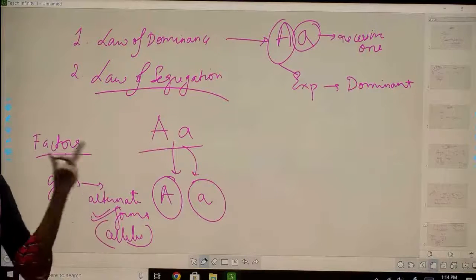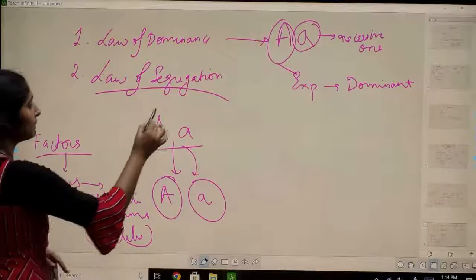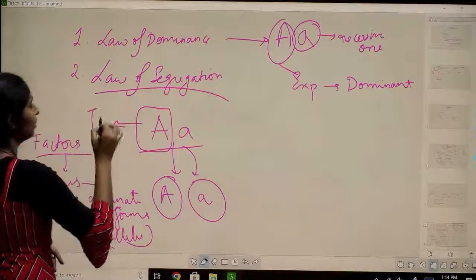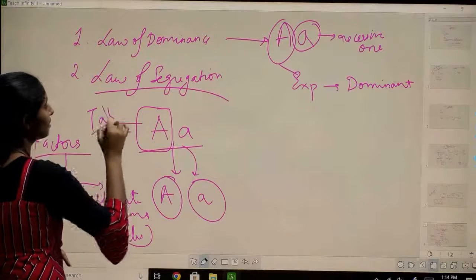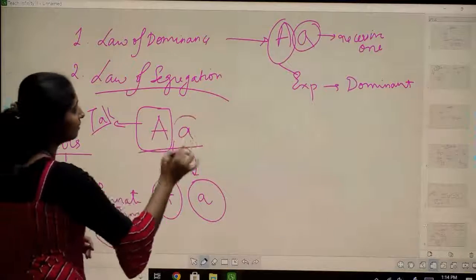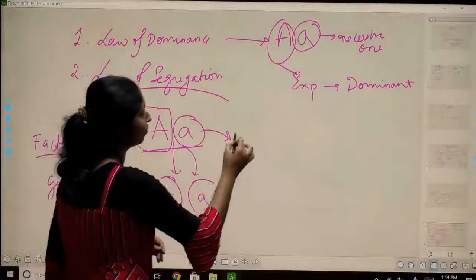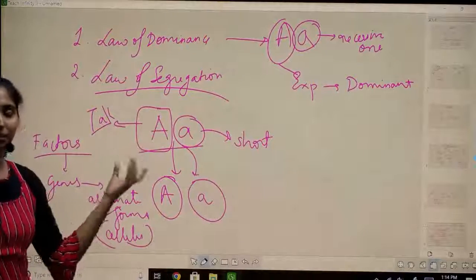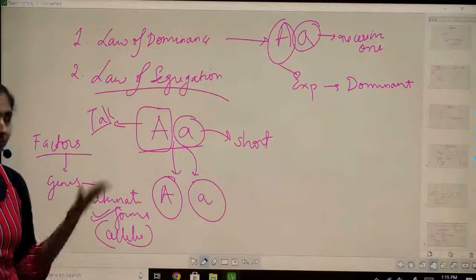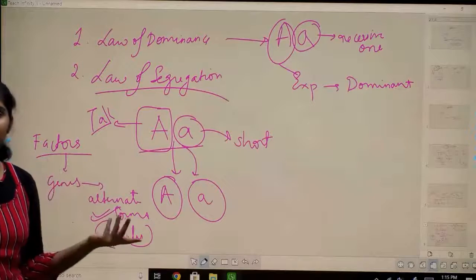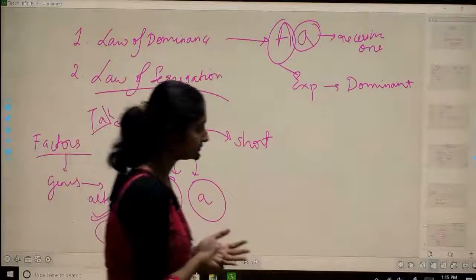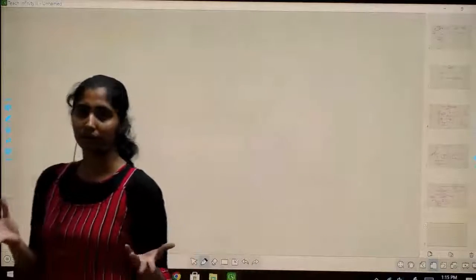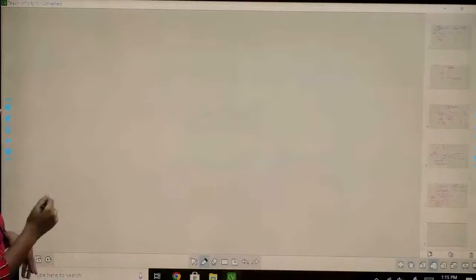Alleles are responsible for one particular trait. For example, here the dominant allele is responsible for a particular trait, let's say tall, right? Whereas the recessive allele is responsible for a trait short. Okay. And when both the alleles that are present in a particular individual are different, that is heterozygous, and when they are same, that is homozygous. So this was the monohybrid cross. Let's quickly move on to the dihybrid cross now.